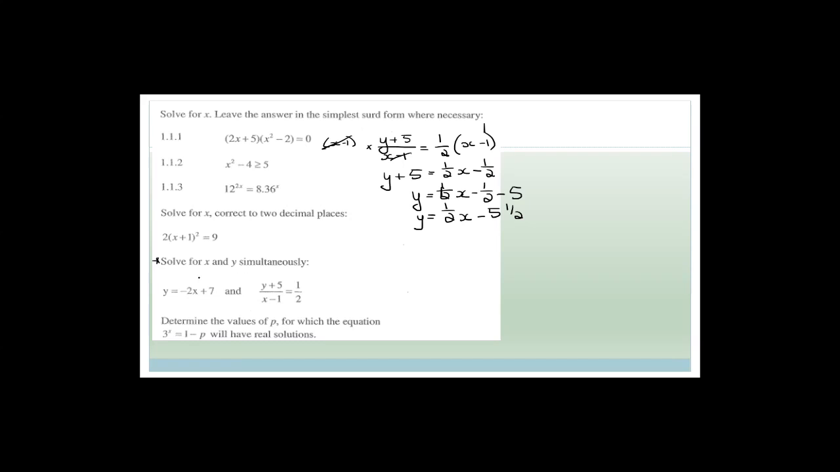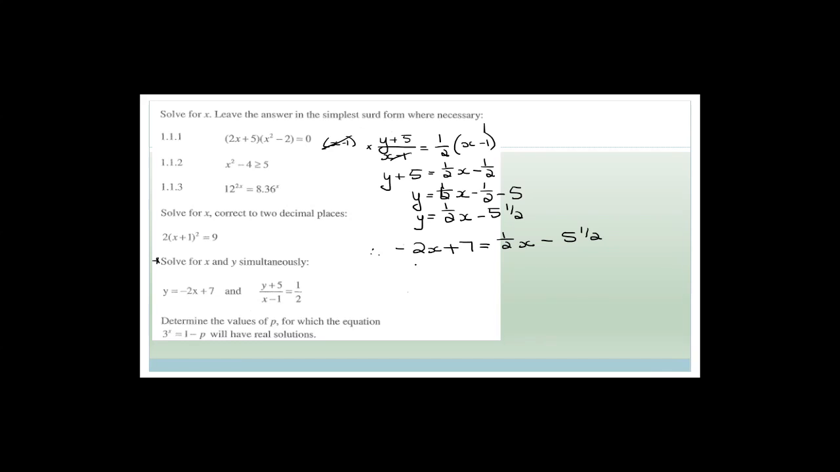So now we've got two equations with y as the subject of the formula. We've got y is equal to minus 2x plus 7, and y is equal to a half x minus 5 and a half. So now, do you agree I can just let these two equations equal each other? So we can say, therefore, minus 2x plus 7 is equal to a half x minus 5 and a half. Okay, we're going to worry about the halves in a minute.